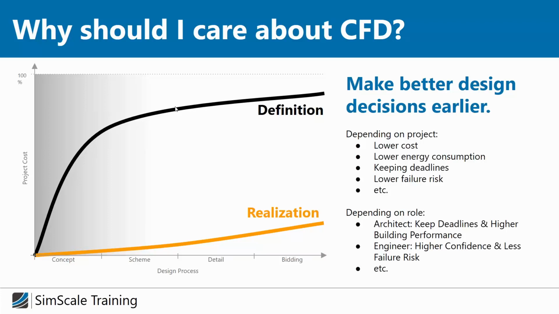To put it in a nutshell, simulation allows you to create better products in a shorter period of time with a smaller budget. But how does it work? Well, as I mentioned, this graph is quite pretty because you can basically apply it to every technical design process. On the x-axis, we can see the time, the physical time, and also different stages of the design process, like the concept definition, scheme design, detail planning, and bidding in the end, if you talk about a building project, for example.